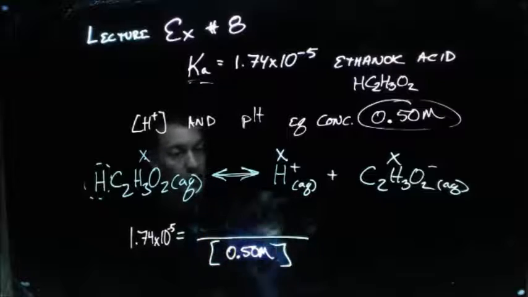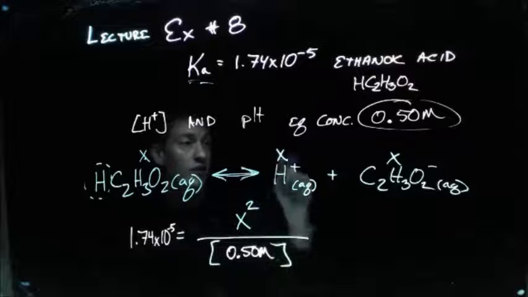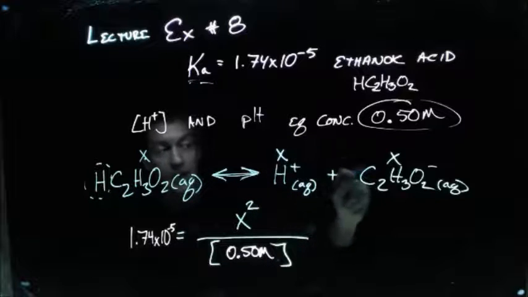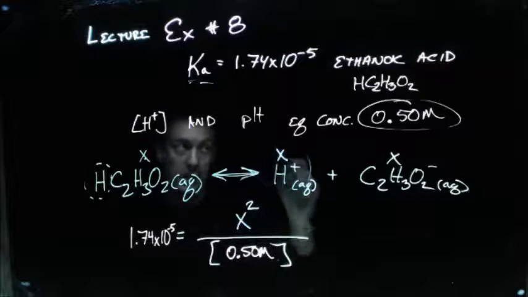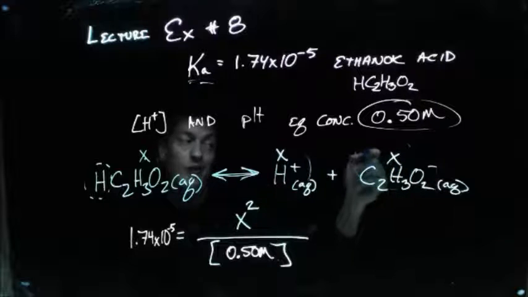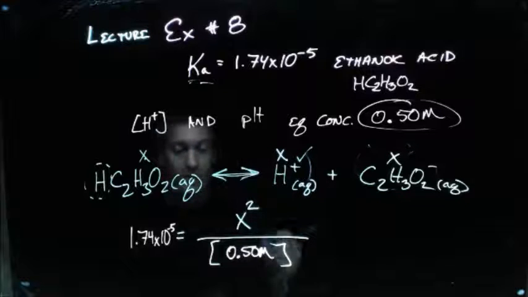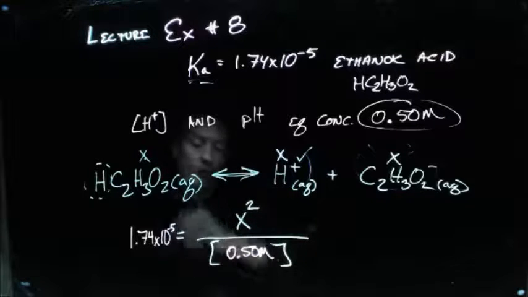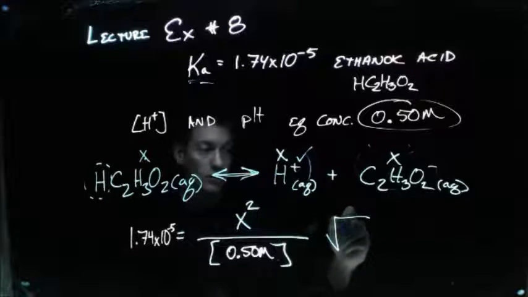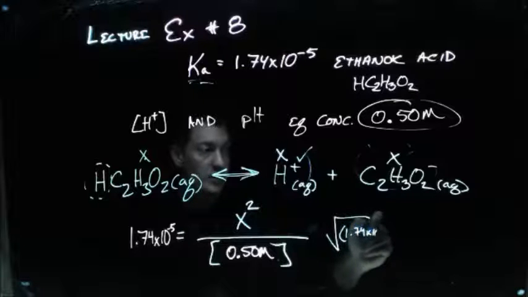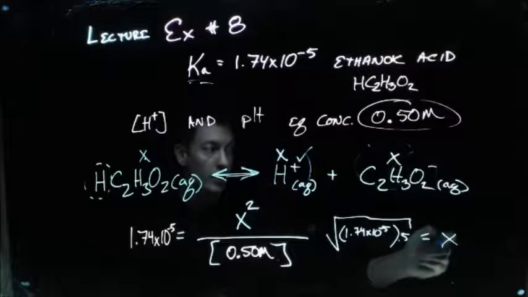So on top of that equation is going to go X squared, because the concentration of hydrogen ion and the concentration of ethanoate ion have to be the same. Now when I solve for X, it would represent this concentration, it would also represent this concentration. I don't really care about the ethanoate ion concentration, but it will give me this guy, which I'm very interested in. So then you multiply the 0.5 over and take the square root. So let's find what is the square root of 1.74 times 10 to the minus 5 multiplied by 0.5. That'll equal x.